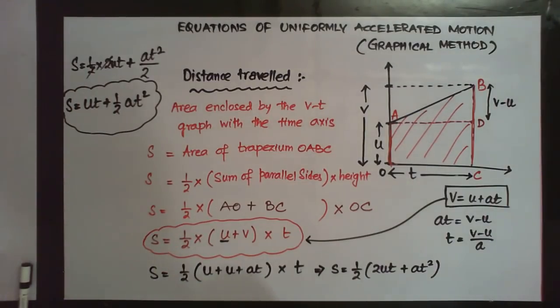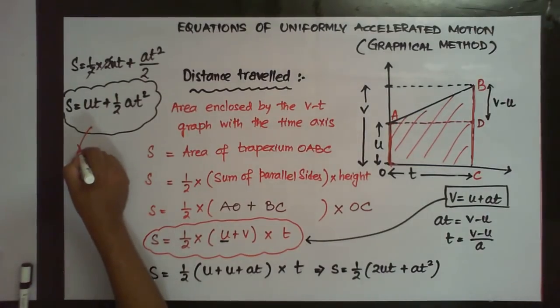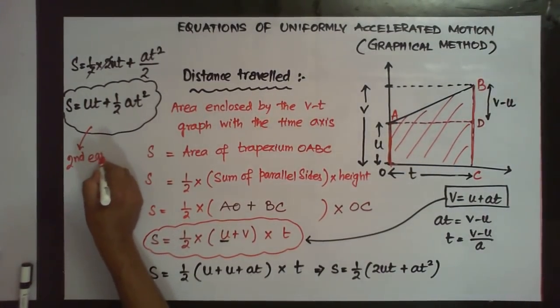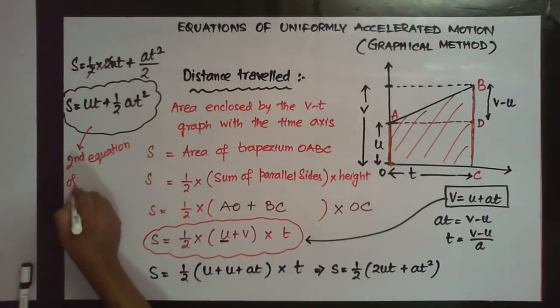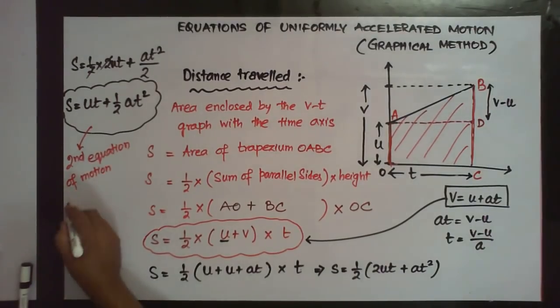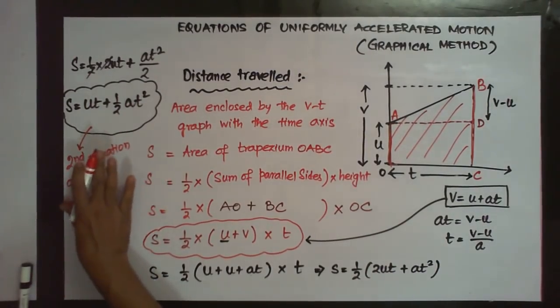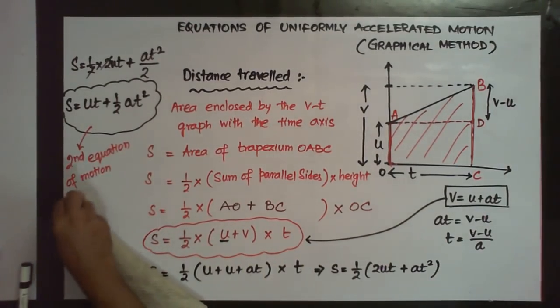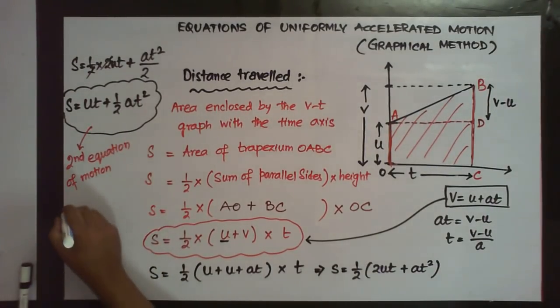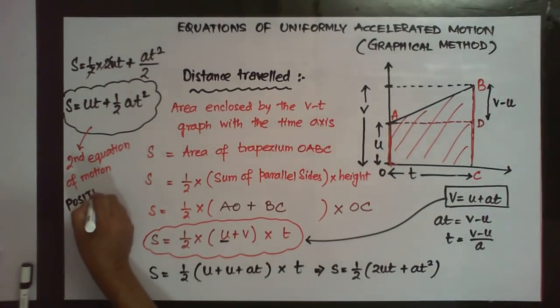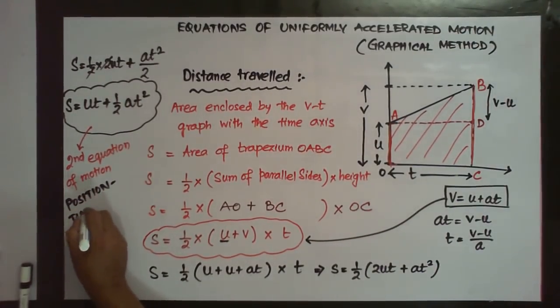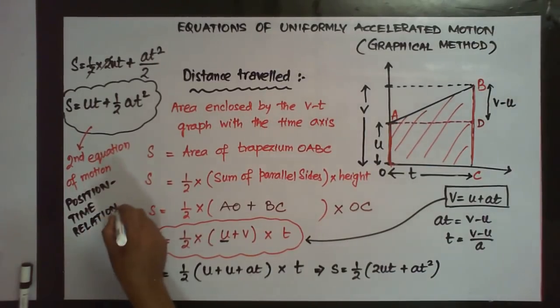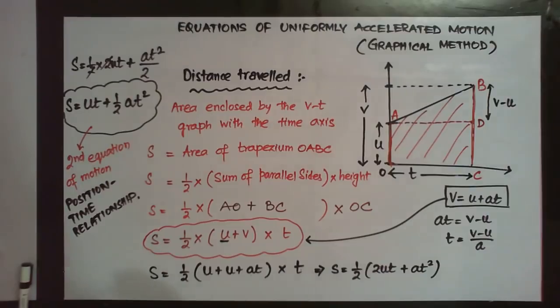This is called the second equation of motion, and we call it the distance, or position time relationship. Okay, this is the second equation of motion.